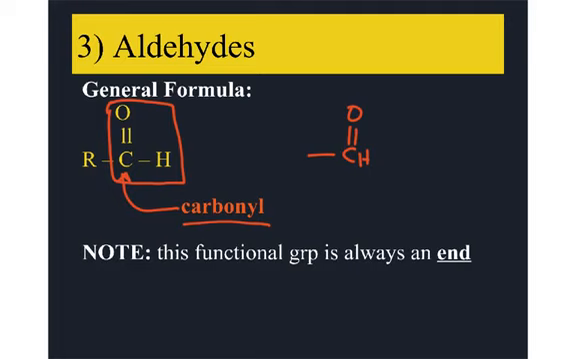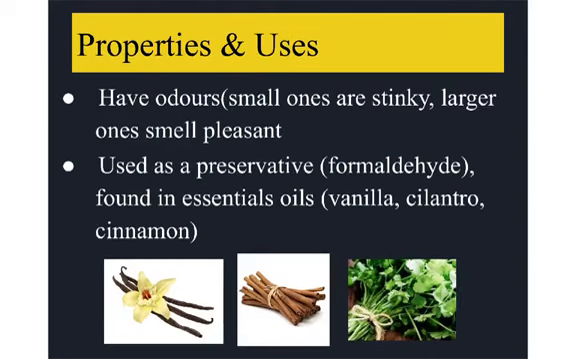This functional group is always on the end of a carbon chain, either the far left or the far right, because after an H, there's nothing you can attach to that. H only ever wants one bond. The aldehydes have really sort of strong odors. When they're small carbon chains, they have stinky ones, but as they get larger, they have really pleasant smells. So they can be used as preservatives, which is something like a formaldehyde, which has a stinky odor. It's just one carbon big.